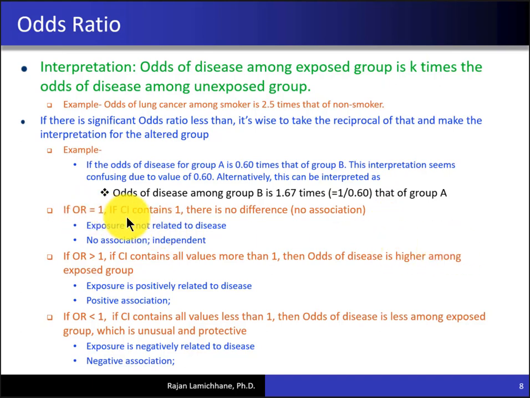And if the odds ratio is 1, or if the confidence interval of the odds ratio contains 1, it means there is no association, meaning there is no difference in odds between the two groups, and the exposure is not related to the disease. If the odds ratio is more than 1, it means that the exposed group has higher odds of getting the disease, and it is also called a positive association. And similar to the previous one, if the odds ratio is less than 1, it means it has a protective effect, and we call it a negative association.